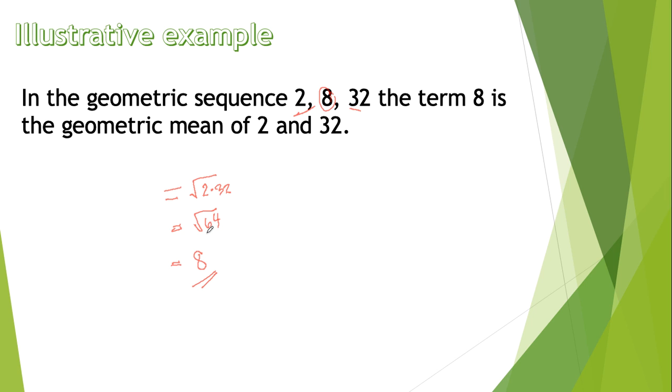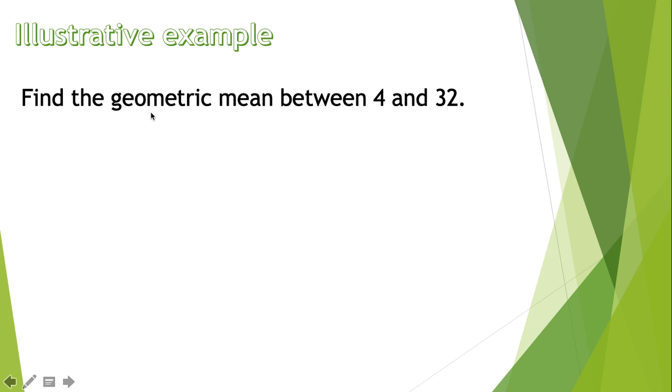Let's have another example, same as this. Find the geometric mean between 4 and 32. Now remember, the geometric mean between two numbers is the positive or negative square root of their product. So we have positive, negative square root of x times y. Since we have the values of x and y, which are 4 and 32, let's substitute them. Positive, negative square root of 4 times 32. And 4 times 32 is equal to 128.